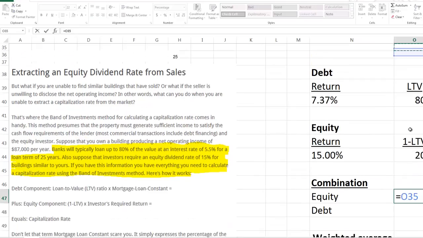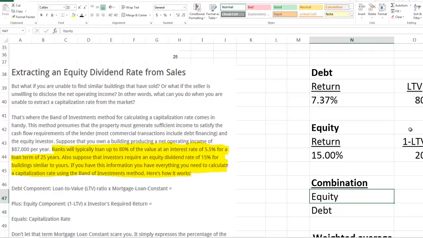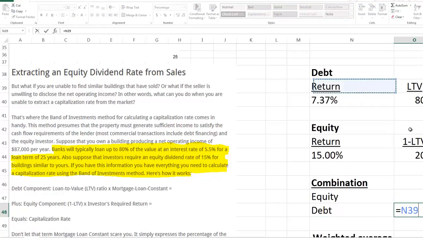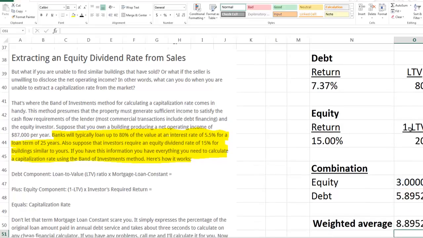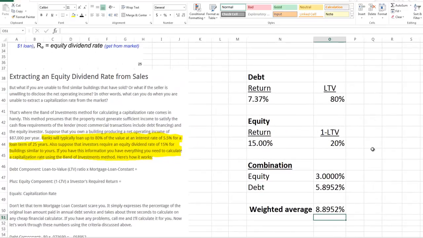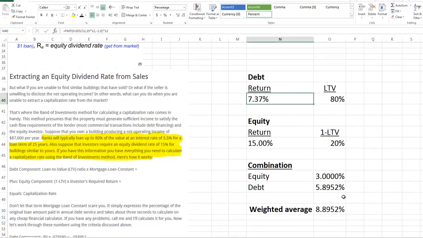For the debt, it's going to be the return times the loan to value, and for the equity, it's going to be the return times 1 minus the loan to value, and then the weighted average, of course, is just the summation of those two items. Okay, so there we go.